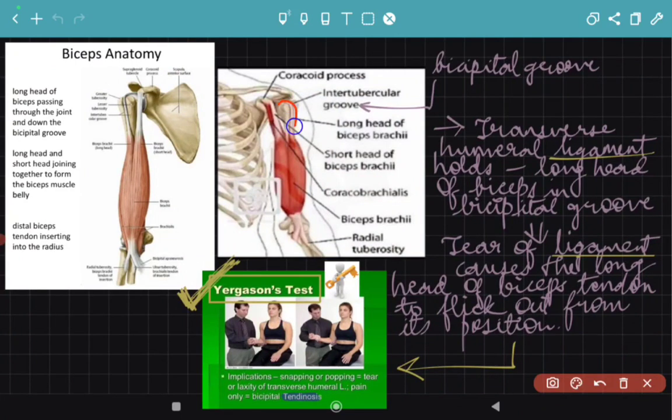We can see that the long head of biceps tendon passes through this bicipital groove. There is transverse humeral ligament which holds this long head of biceps tendon in the bicipital groove. Now, if there is tear of this ligament, it will cause the long head of biceps tendon to flick out or pop out of this bicipital groove.